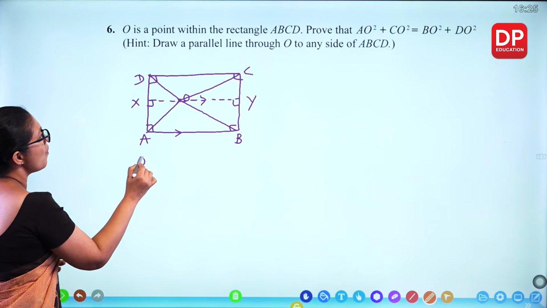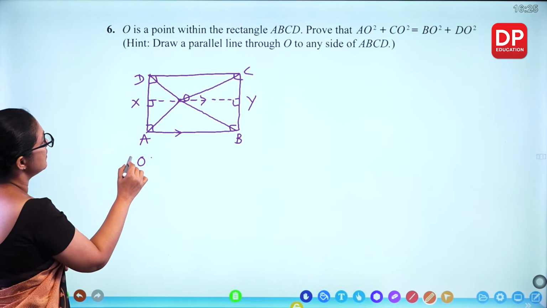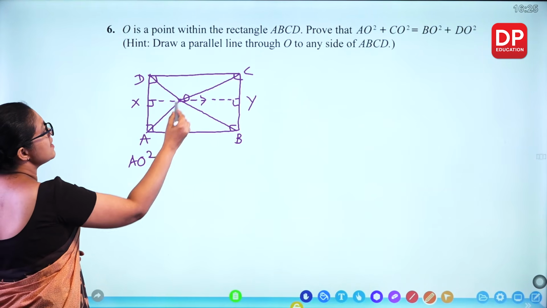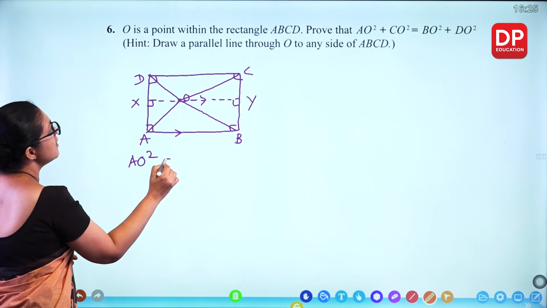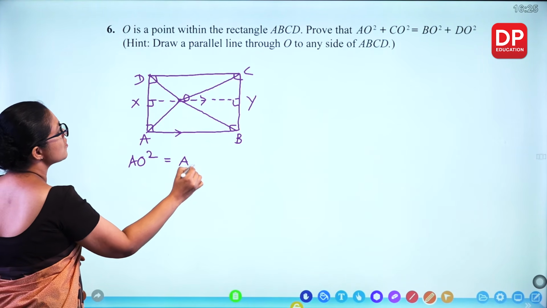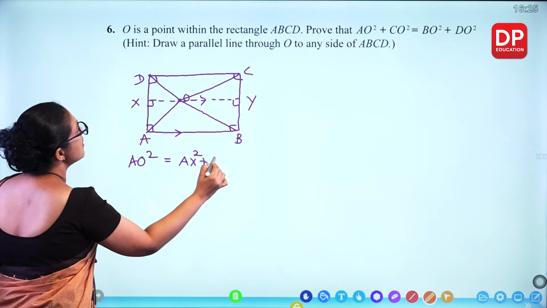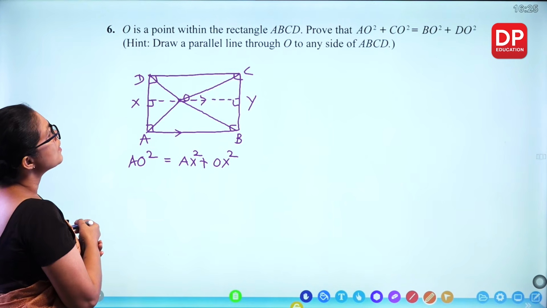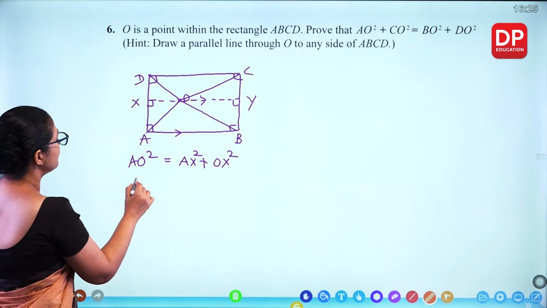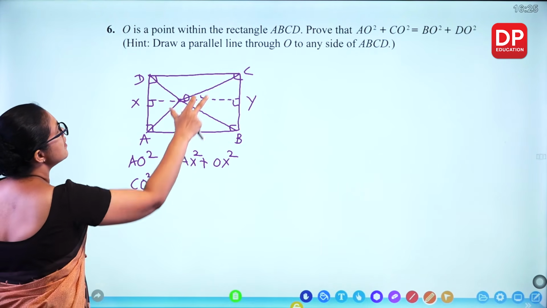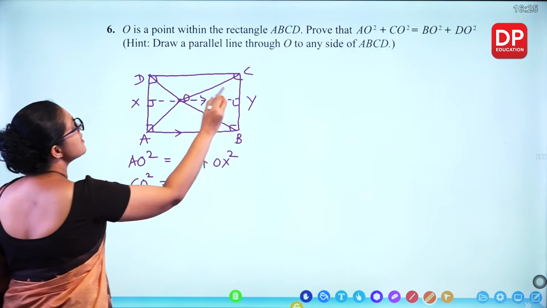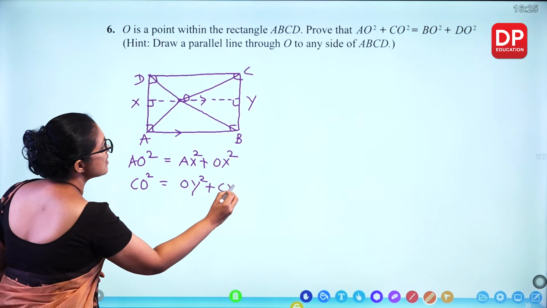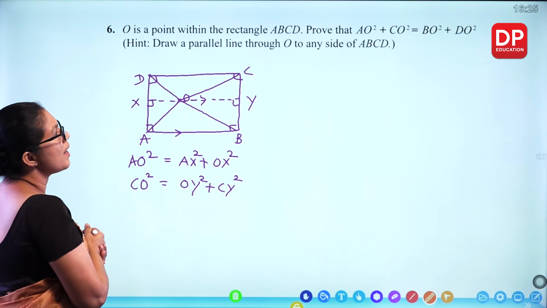What is AO squared? If I take this triangle, what is AO squared? I can write AX squared plus OX squared. Then what is CO squared? CO squared, I can use this triangle. CO squared is OY squared plus CY squared.